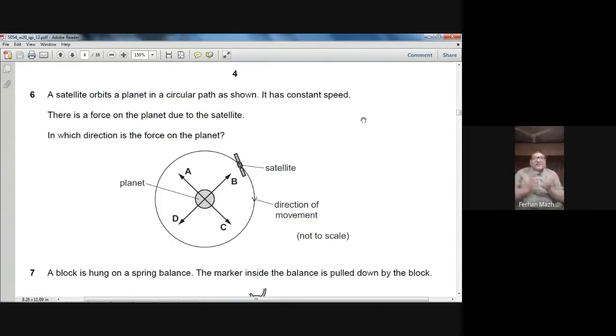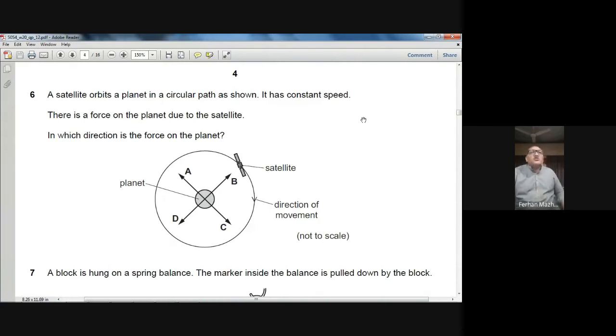This is because of the law of gravitation, Newton's gravitational law. It says that two bodies which have mass always attract each other. They have a force of gravity between them. So the satellite will be attracting the planet, and the planet will be attracting the satellite. The question is, there is a force on the planet due to the satellite. So the satellite will be attracting the planet to itself.